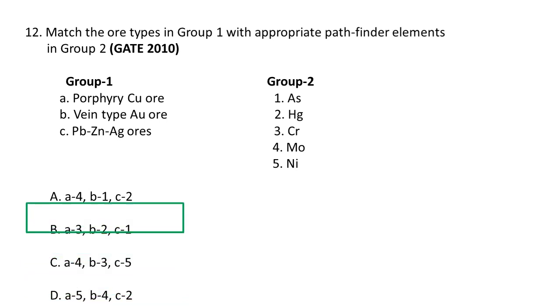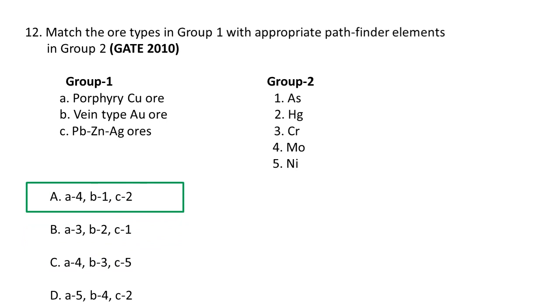So, here A is the correct option, as porphyry copper ore is seen with molybdenum, vein type gold ore is present with arsenic, and lead, zinc and silver ores are seen with mercury. So, that means mercury is a pathfinder for lead, zinc and silver ores, for vein type gold ore arsenic is the pathfinder, and for porphyry copper ores molybdenum is the pathfinder element. So, A is the correct option.